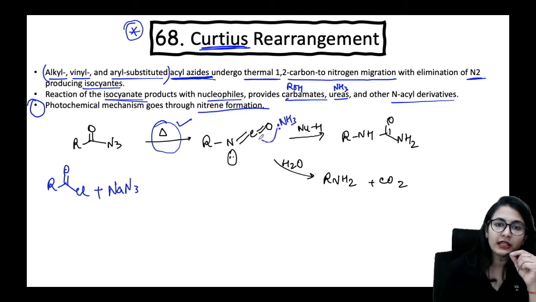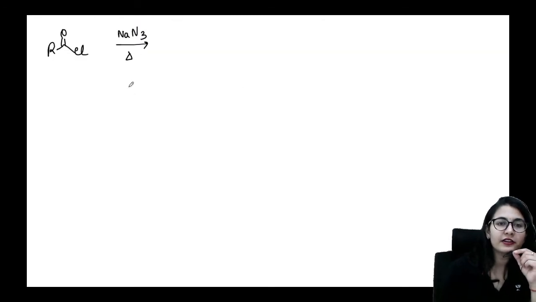Let's say it is ammonia like this. So ammonia is going to give you the substituted urea molecule. Water is going to give you, as it is, your amine molecule and CO2. That is similar to Hoffmann bromamide degradation, right? Yes, because you're going through the same intermediate. Okay, very simple.